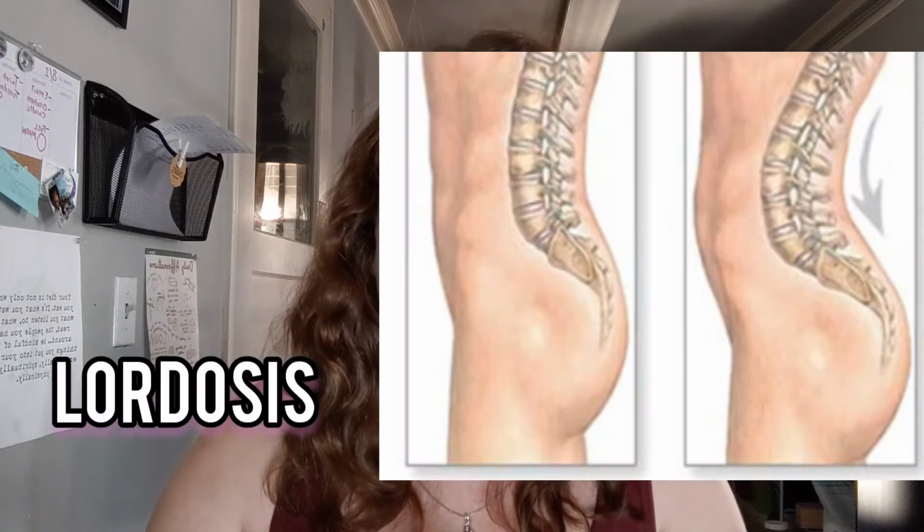So today I want to talk about spinal curvatures and the different types. There are three types of spinal curvatures, and I actually have one of them. In case you didn't know, I do have scoliosis. There are three types of spinal curvatures, like I said, right? One of them is called lordosis.